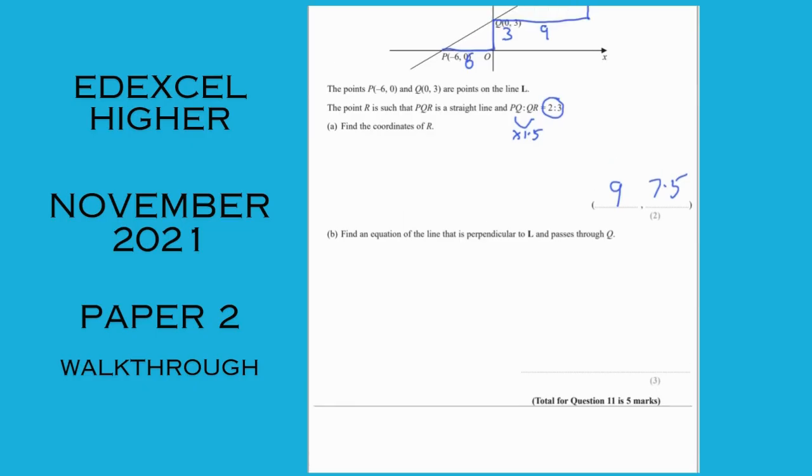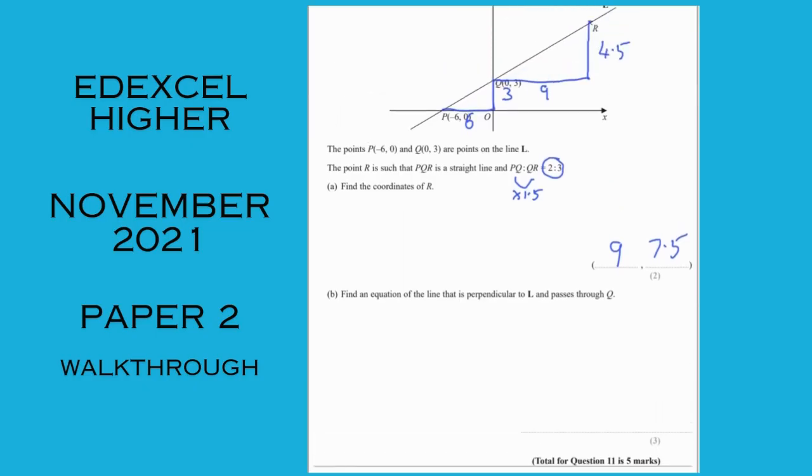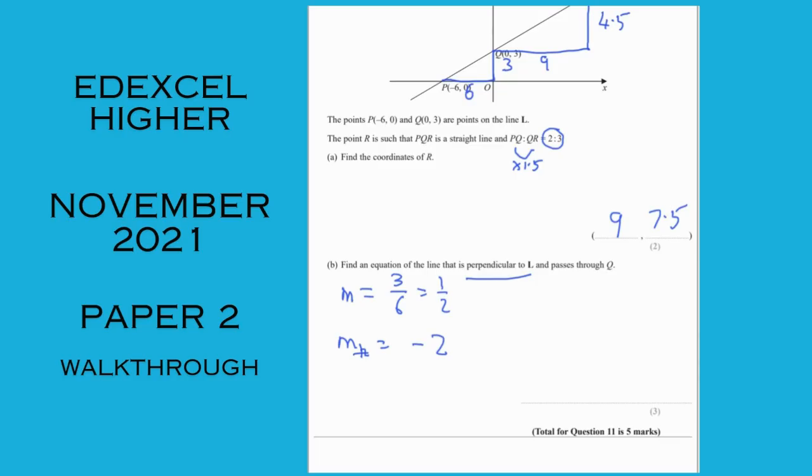Part B, find an equation of the line that is perpendicular. As soon as you see that, work out the gradient of the line. The gradient of the line, vertical is 3, horizontal is 6, has a gradient of 2.5. So the gradient of the perpendicular is the negative reciprocal. We've got -2. Now, on a few of my past papers, I've gone about this using the y equals mx plus c method. Perfectly valid, does work a treat.